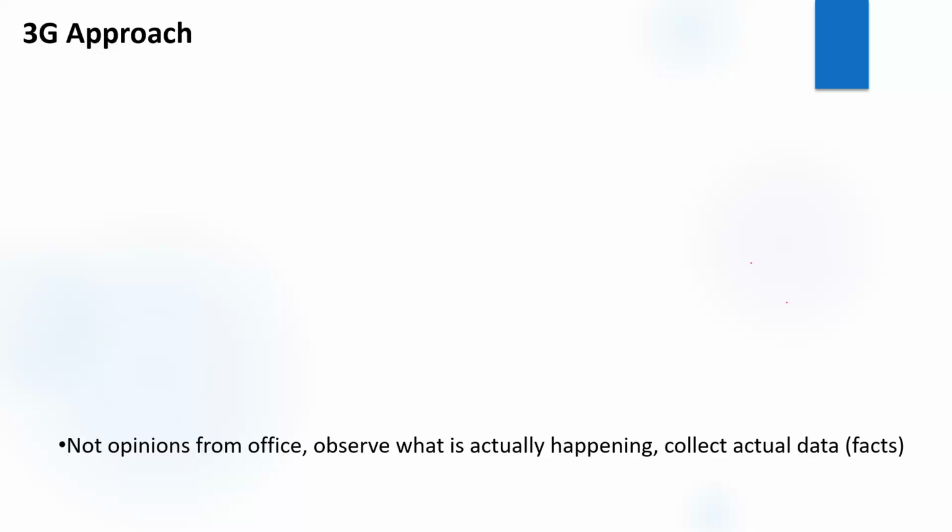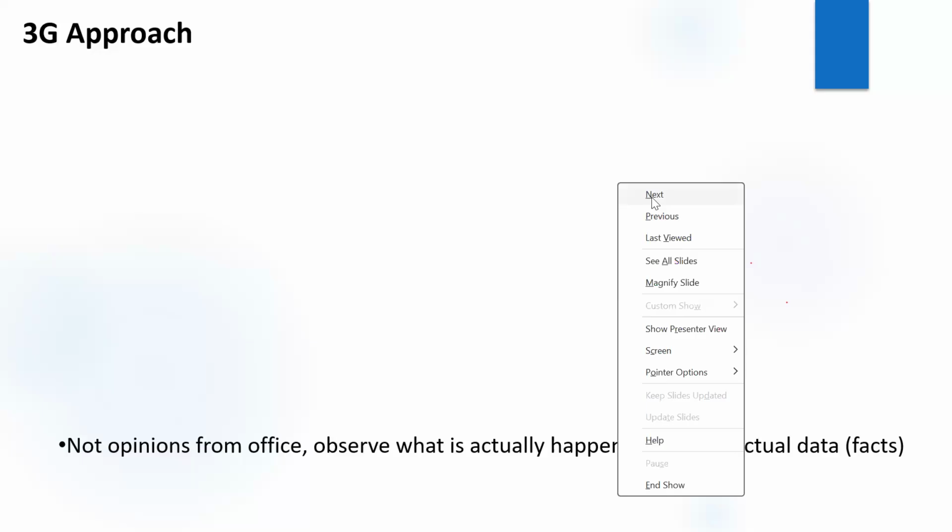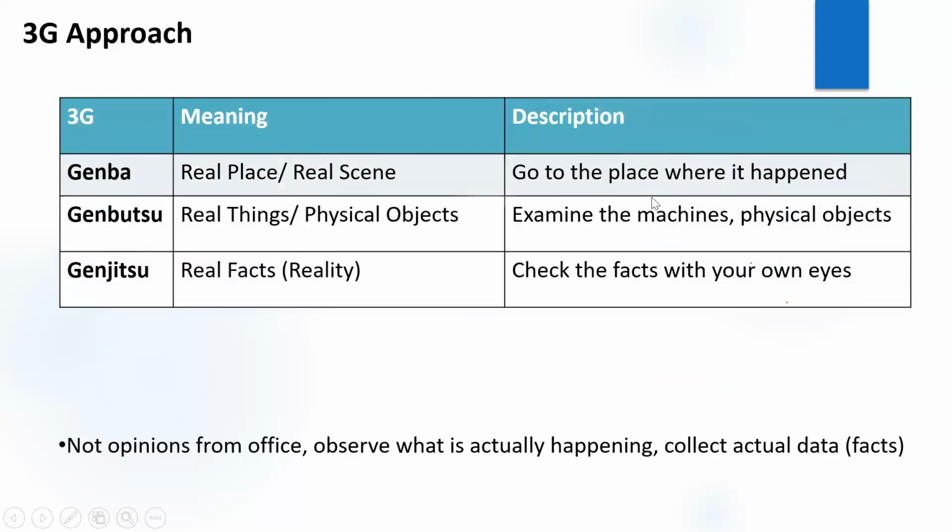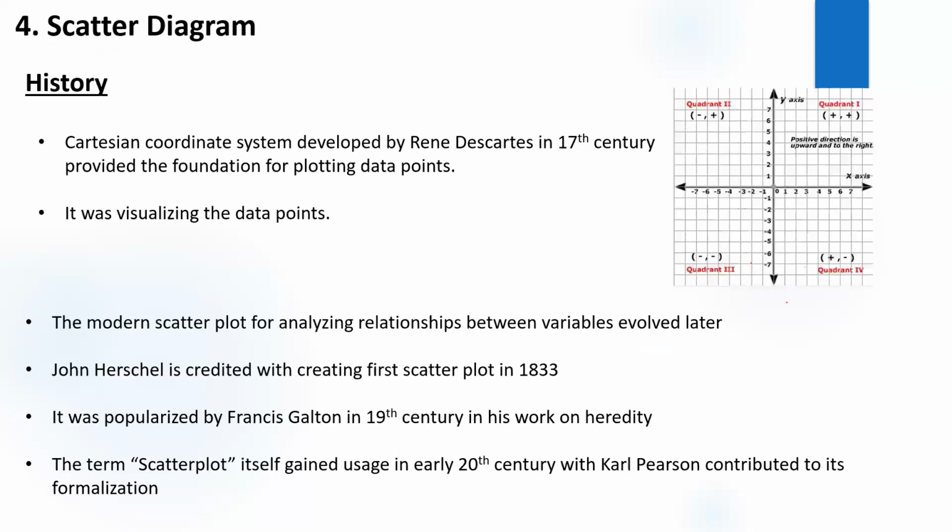So now we will go to the next tool, which is called the scatter diagram. We will see the history of the scatter diagram, and then we are going to plot this on an Excel scatter diagram, and also we are going to plot the Pareto on Excel. So what is a scatter diagram?